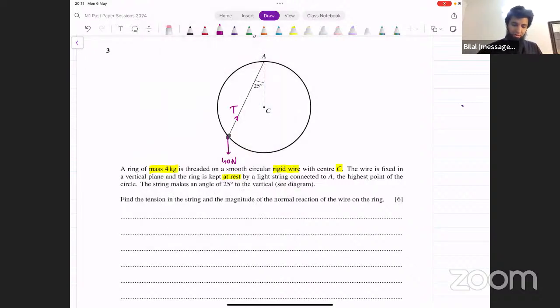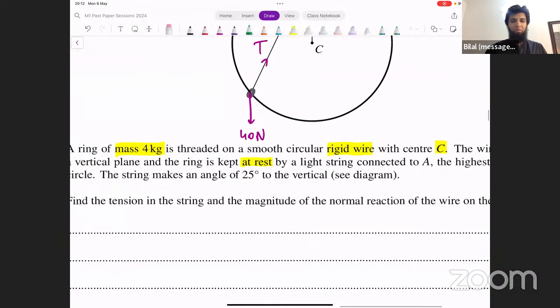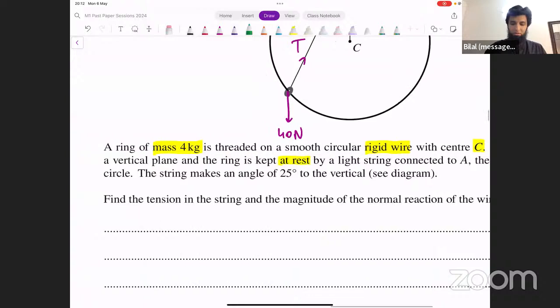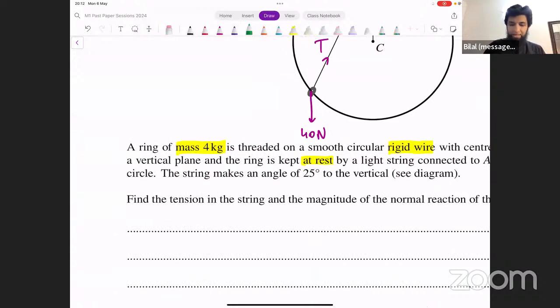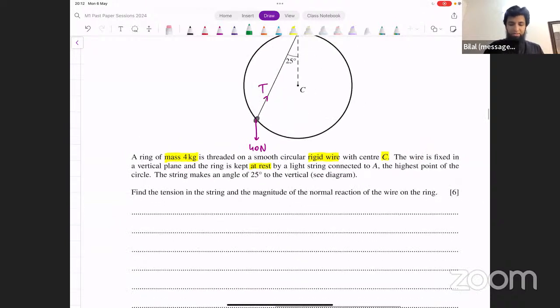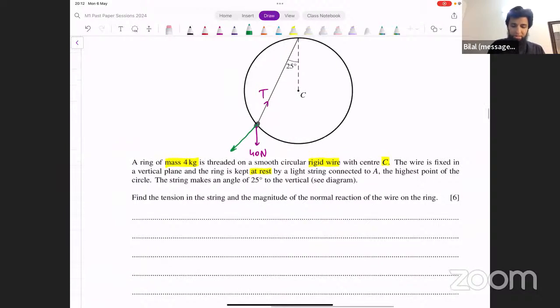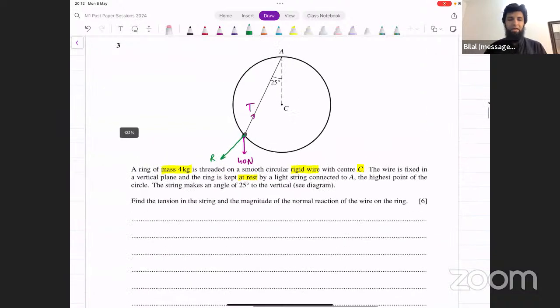Now, what's the surface here? It's a circle. Remember paper one, what's a normal to a curve? It's a line that is perpendicular to the surface of the curve at that point. So normal reaction is going to act perpendicular to the circle at that point. Something like this, right? This is the direction of the normal reaction. These are the forces acting on this ring that we've got.